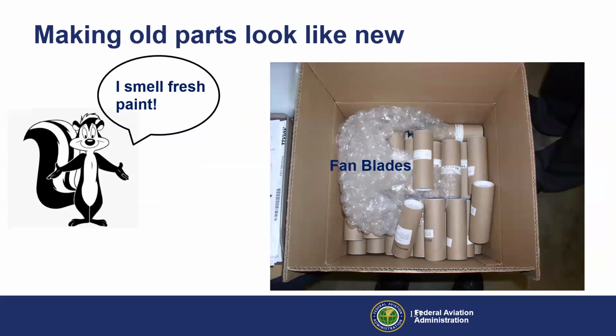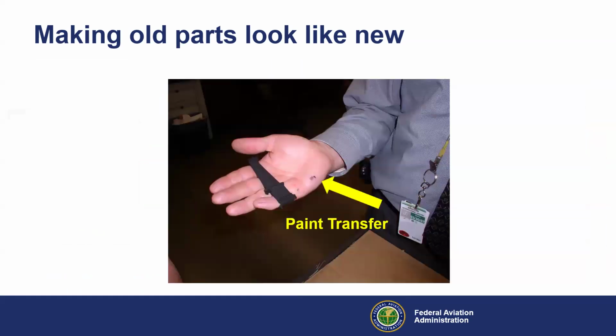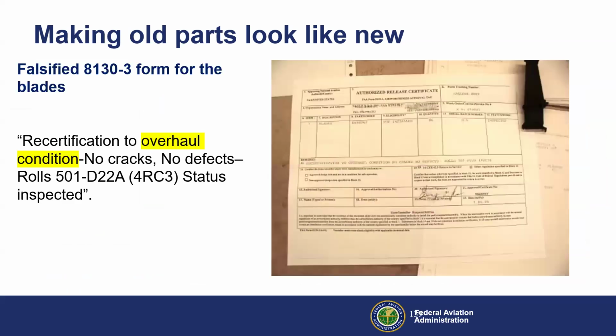Open up the box, you smell a lot of fresh paint. Well, that's what happened with these fan blades. Here's the inspector holding a fan blade, and you can even see the paint transfer onto his hand. And here's the falsified 8130-3 form for those blades. It says it's recertified to overhauled condition.